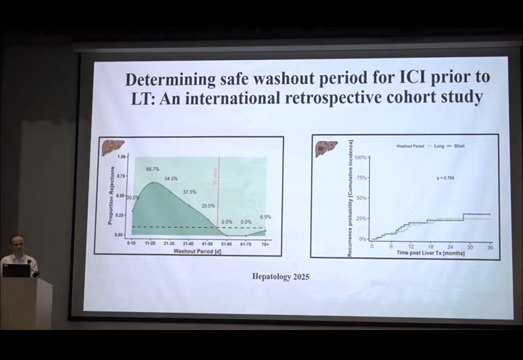Another retrospective study just published analyzed nearly 120 patients from 6 US centers to determine the safe washout period for ICI prior to liver transplantation. In this study, the 50-day washout period was found to be optimum, so as to minimize the risk of graft rejection, which was close to 10%, somewhat equivalent to ICI-naive patients, and also to reduce the risk of HCC recurrence. It was close to 25% at the end of 3 years. So according to this study, at least a 50-day washout period should be given.